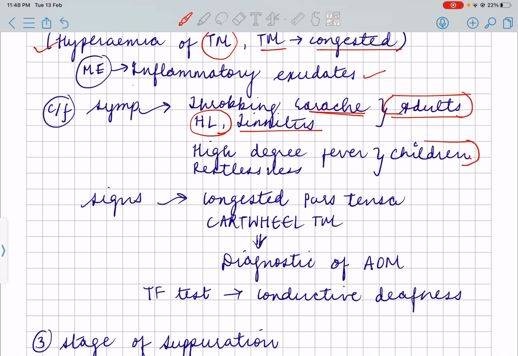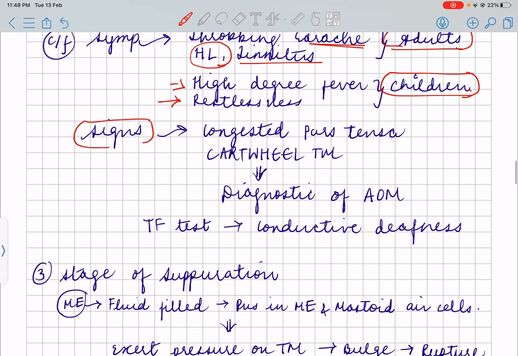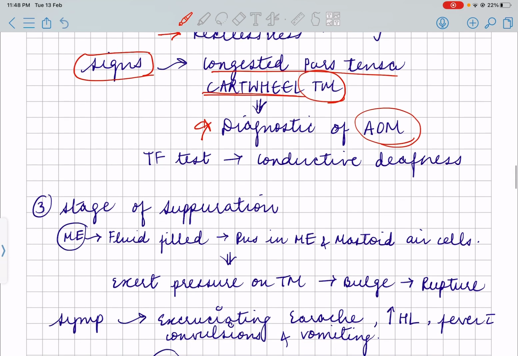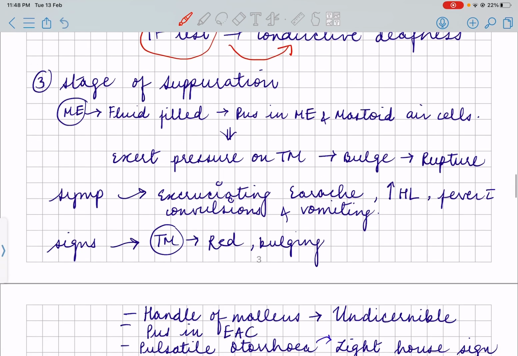As children cannot verbally complain, we can look for symptoms like a high degree of fever and restlessness in children. Coming to the signs, there will be a congested pars tensa, and the tympanic membrane will assume a typical cartwheel-like appearance due to significant hyperemia, which is a very diagnostic sign of acute suppurative otitis media. The tuning fork test will again reveal the same finding, that is, conductive deafness.